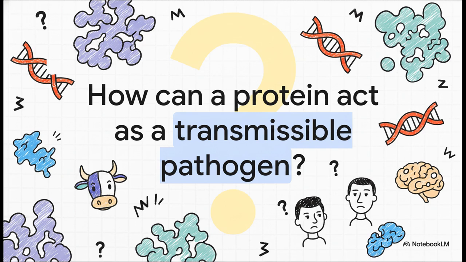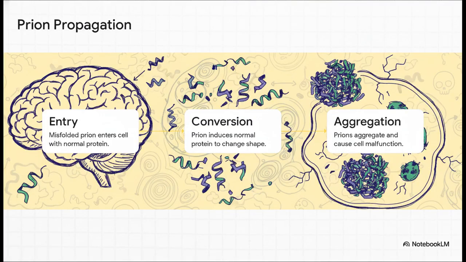For decades, the golden rule of biology was that infectious agents had to carry genetic material to replicate. So finding an infectious agent made entirely of protein, that violated everything we thought we knew about genetics and inheritance. The answer lies in a devastating molecular chain reaction. Basically, a prion is a misfolded protein that physically forces normal proteins to undergo a radical conformational change.